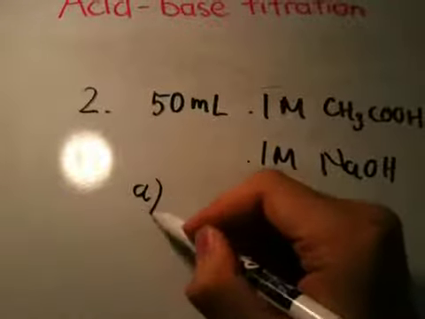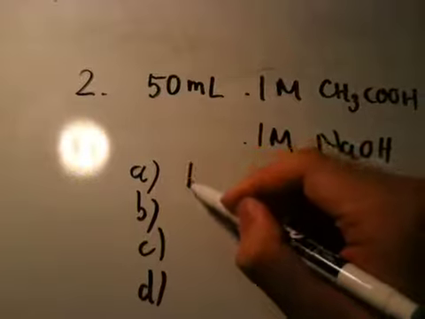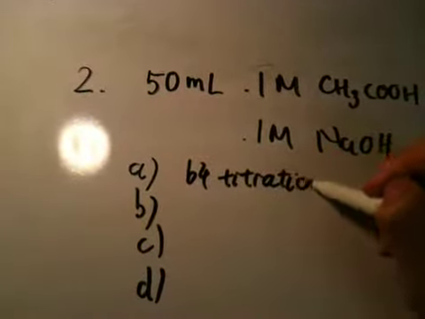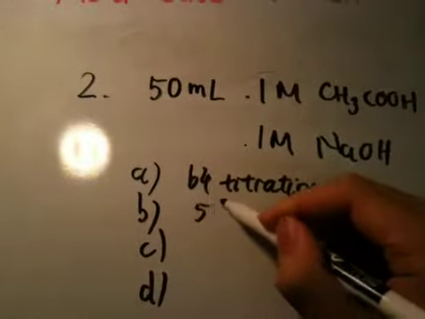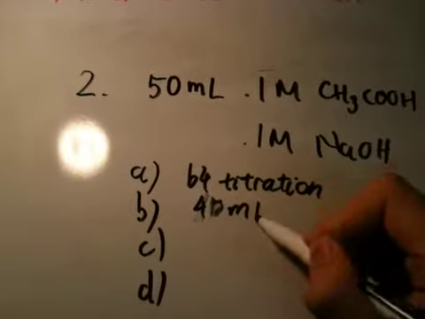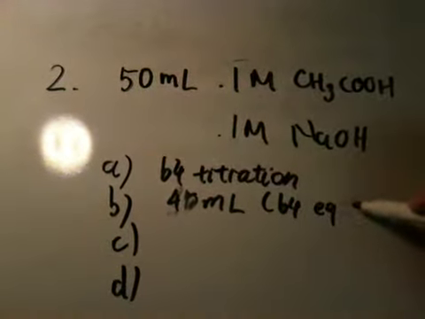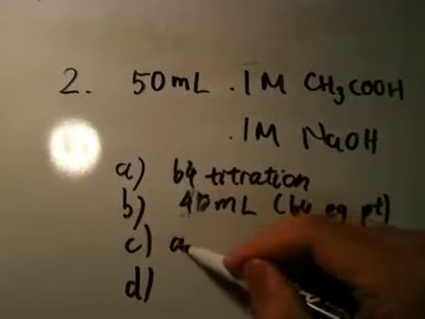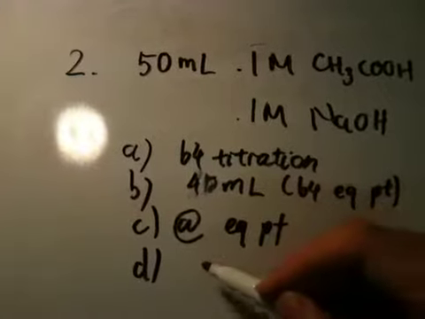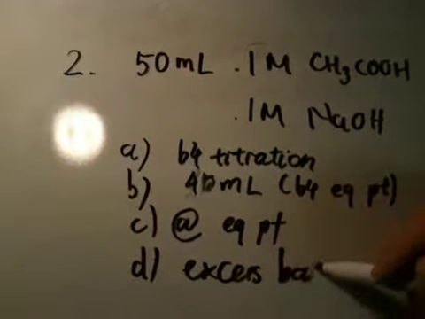4 different phases. I'm just gonna write this down: before titration, and what happens if there's 40 milliliters, which is to say before equivalence point. What happens at equivalence point, or what happens if there's an excess of base.